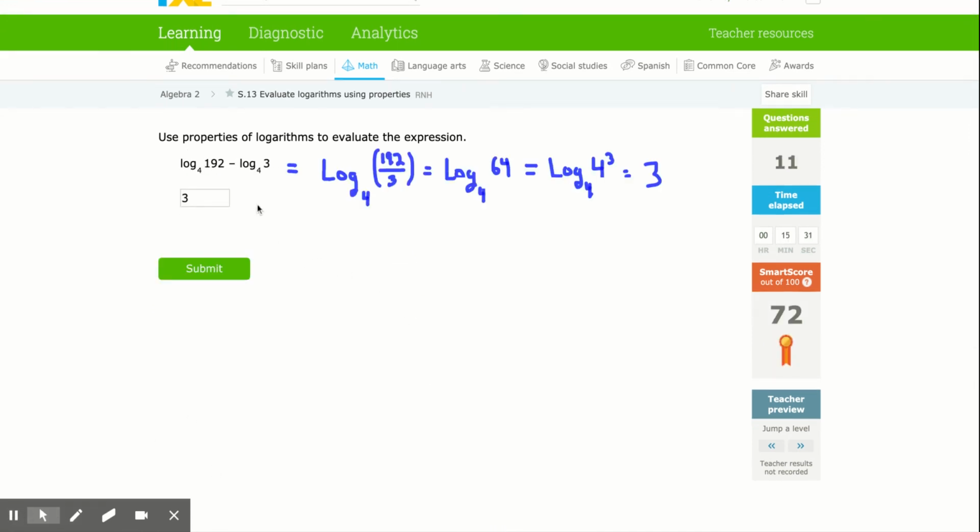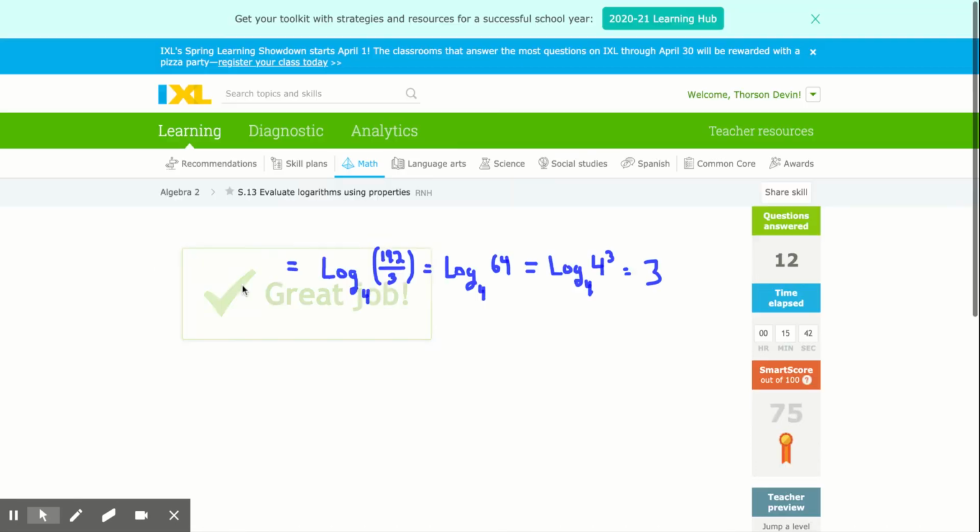This one we can't do without combining. We actually have to combine by dividing 192 by 3 to get 64, which is 4 to the third. And since this is a base 4 logarithm, we just get 3.